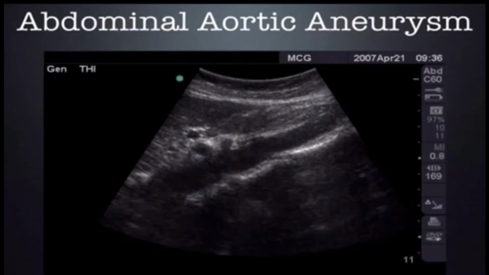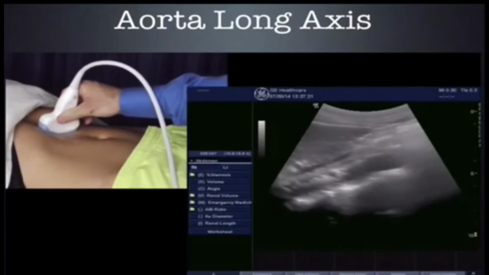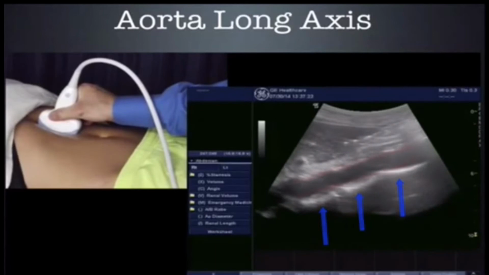Once you've evaluated the aorta in short axis, it is worthwhile to do a long axis evaluation of the aorta. Again, remember, we're not taking measurements. This is just more of a qualitative evaluation. And what this sonographer has done is turn long axis on the aorta. We can see the anterior cortex of the vertebral bodies here. And this is the aorta.